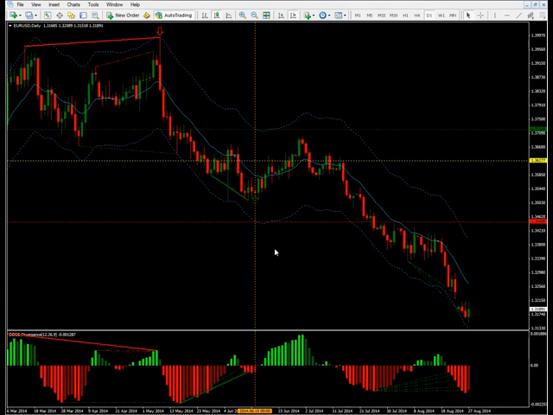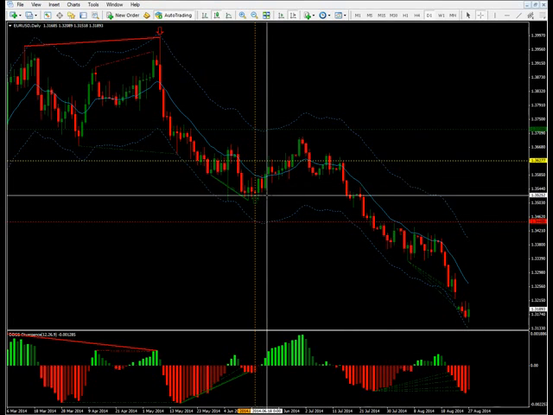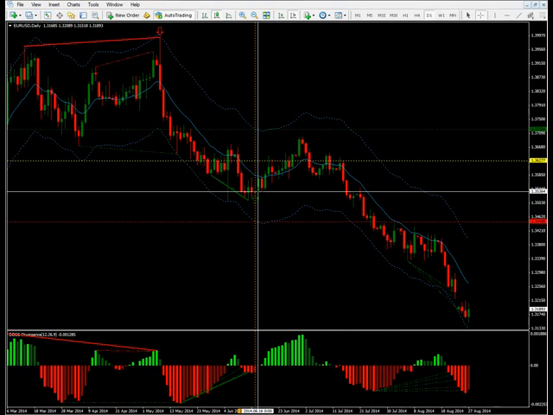Now that step 3 is completed, we move on to step number 4, and that's calculate the risk reward. So I'm going to use the crosshair tool to help calculate the risk reward. The entry is right here where the candle closes.